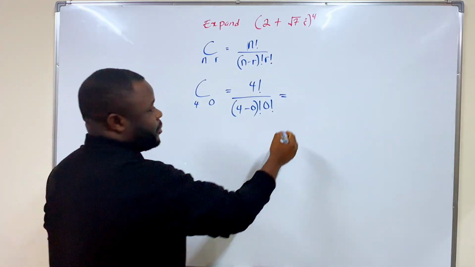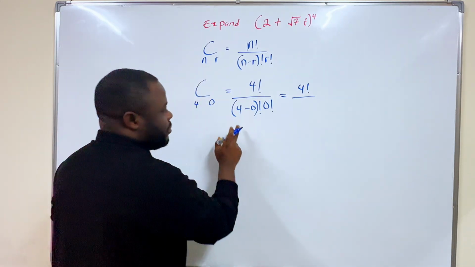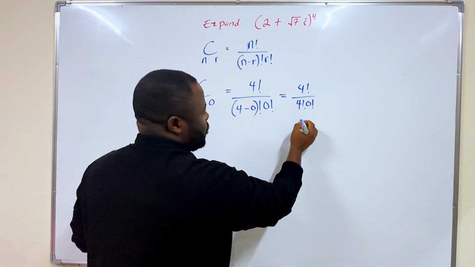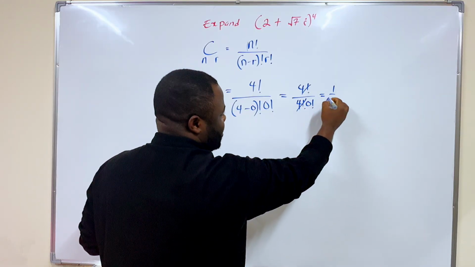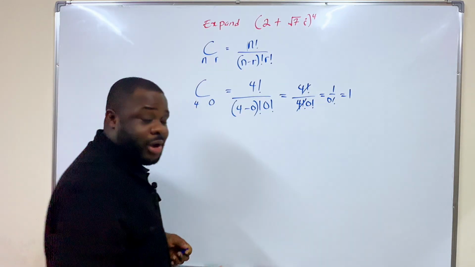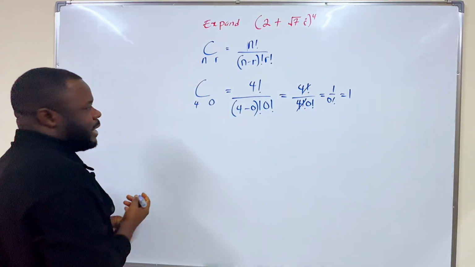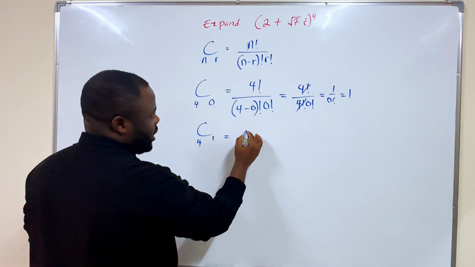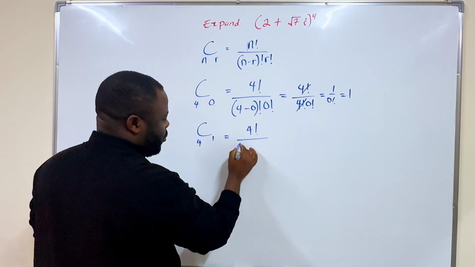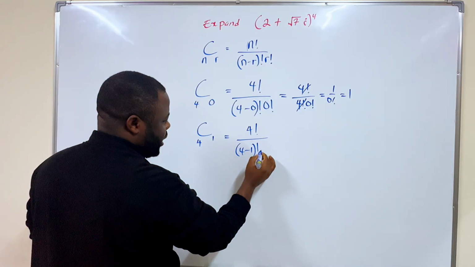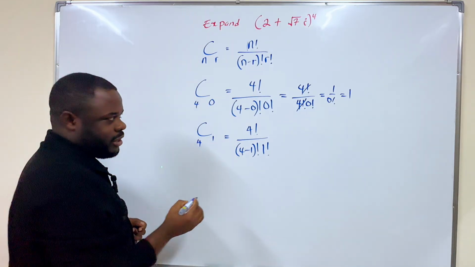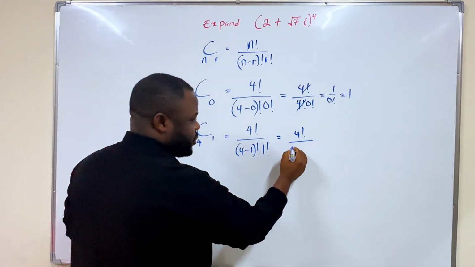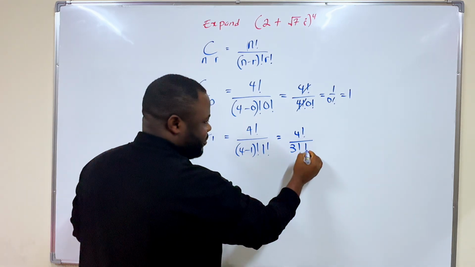So this is going to give us 4 factorial over 4 minus 0, which is 4 factorial, then 0 factorial. So this cancels this, and you have 1 over 0 factorial, which is the same thing as 1, okay? So 1 over 1 is 1. Then we also have combination 4, 1, and this will now be 4 factorial over 4 minus 1 factorial, then multiply by 1 factorial. So here we have 4 factorial over 4 minus 1, which gives you 3 factorial. Then we have 1 factorial.